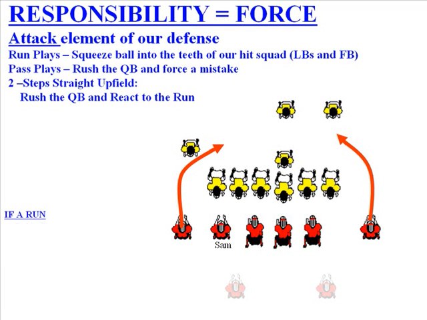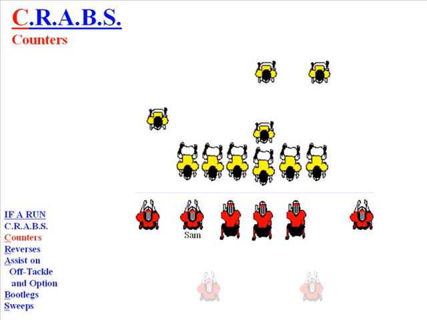All right? Now, if it is a run play, your responsibilities can be summarized in the acronym CRABS, C-R-A-B-S, down in the bottom left corner. Counters, reverses, we want you to assist on off tackles and an option play, bootlegs and sweeps. All right, so those are the types of runs you need to be aware of and be prepared for when you play defensive end. Let's talk about counters.